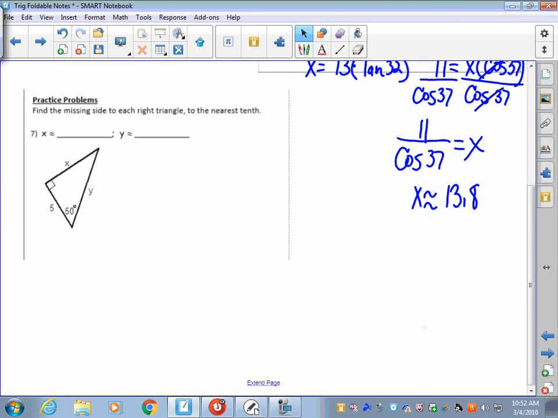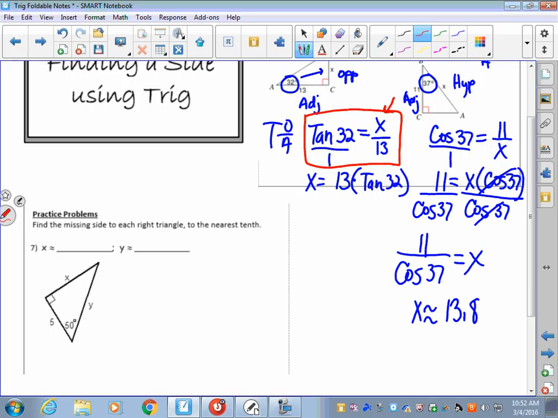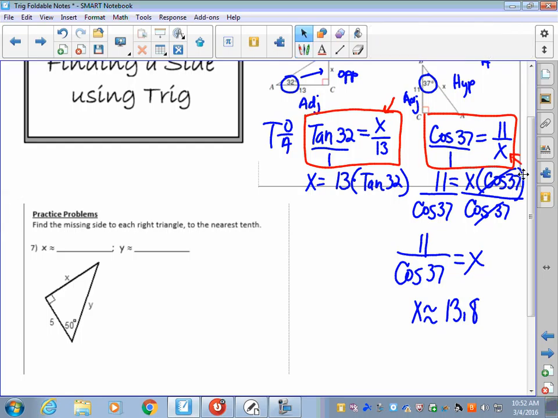Okay, now let me talk about something real quick. I need you to see the difference in these ratios. In the first one, notice where X is. On top. And on this one, notice where X is. Bottom. So this is a pattern when you're writing your trig ratio equations. If X is on top, you always multiply to get your answer. You multiply the number times the tangent. Does that make sense? Because basically 1 times X is just X. We multiply to get the answer.